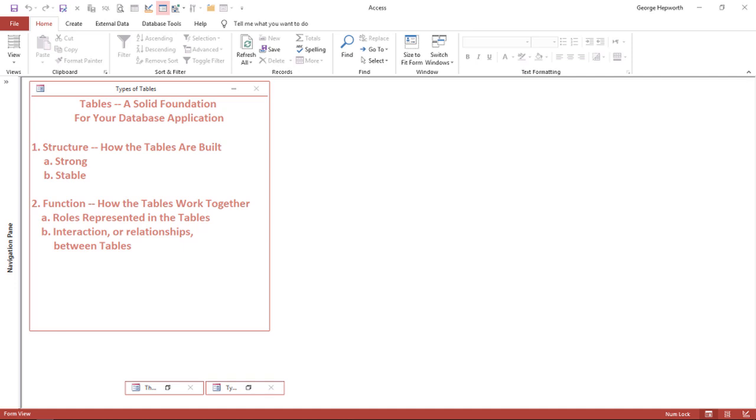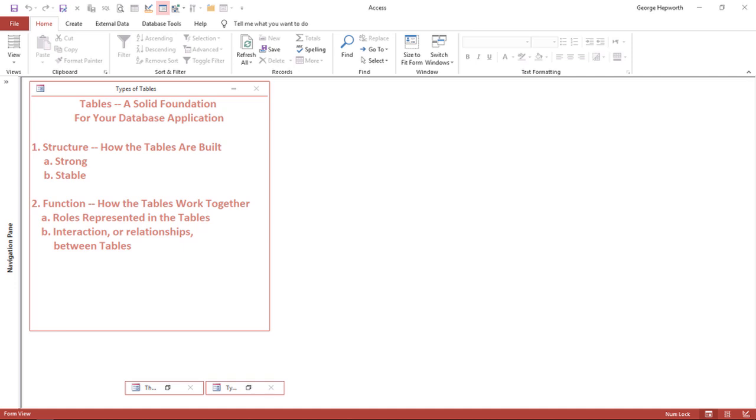Now, the way you build the tables determines whether the structure is strong and stable. Those two things go hand in hand. A stable foundation is stronger than one which is not stable. But you also have to have enough strength in the right places to handle the load that's going to be placed on it. So a second part of that is not just the stability, but that the design is appropriate and adequate to handle the data load that will be put into the database. And then you have a strong structure.